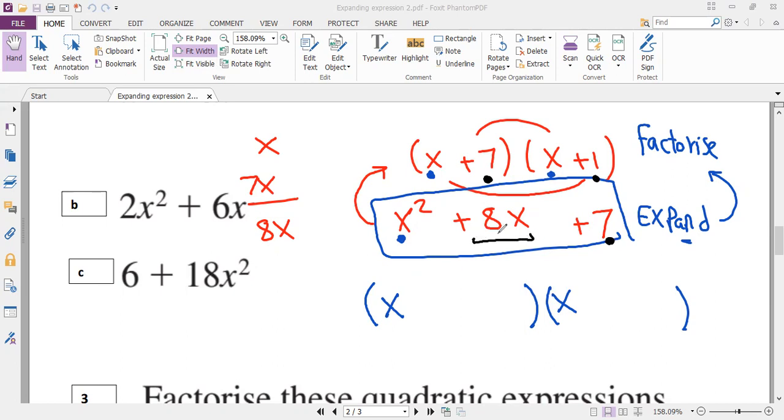And what is in the middle? The middle is the product of extremes plus the product of means. So what about 8x? 8x is the sum of the extremes and means. So we write plus 7 and plus 1. And let's analyze it again. We are searching for two numbers whose product is 7, when multiplying them we get 7, and when adding them we get 8. So it's 7 and 1.